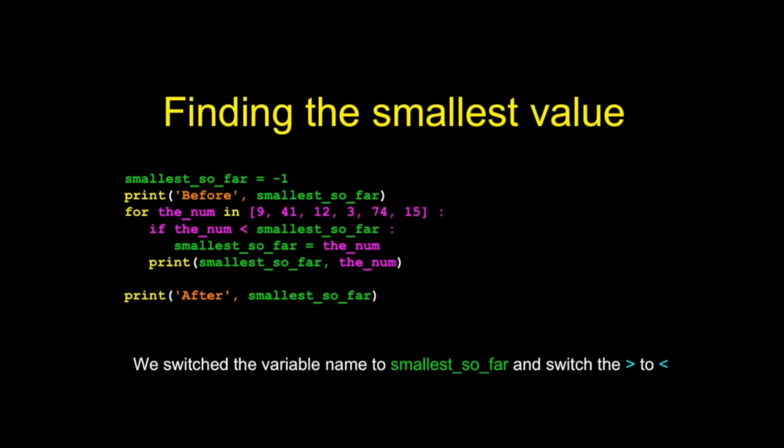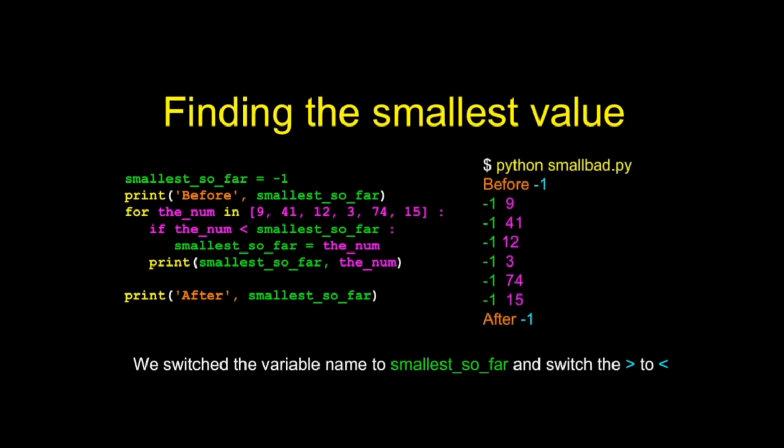We've changed the word largest so far to smallest so far, and we've changed the greater than to a less than. Is that going to fix it? I'll give you a second to look at it. Pause if you need. Is that going to find our smallest number? The answer is, of course, no, it's not.